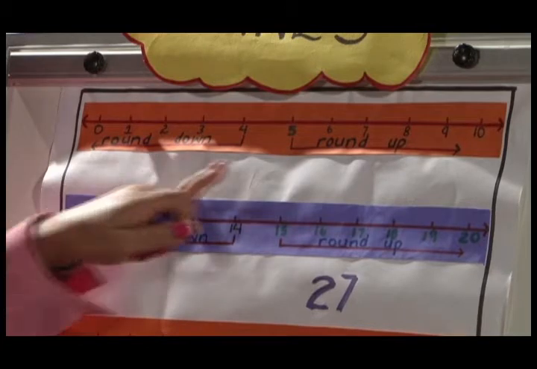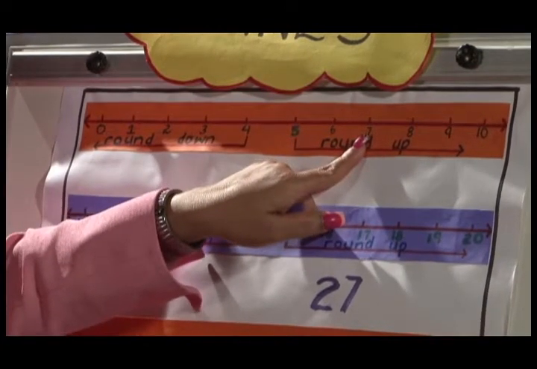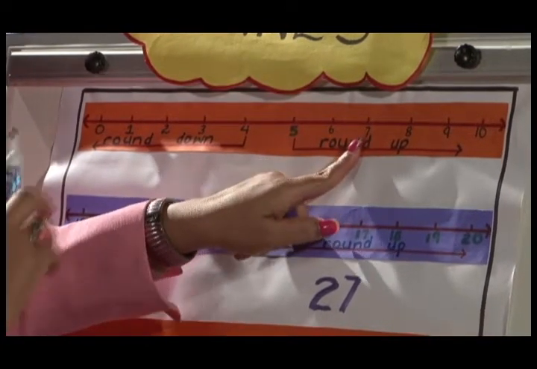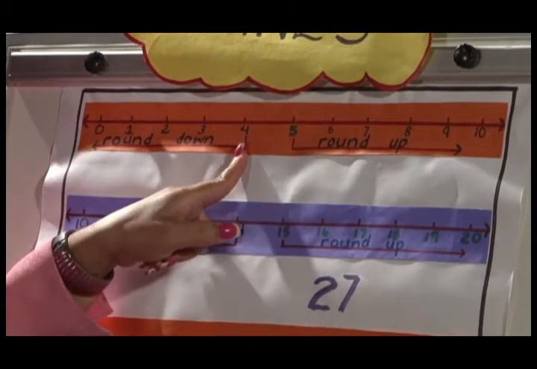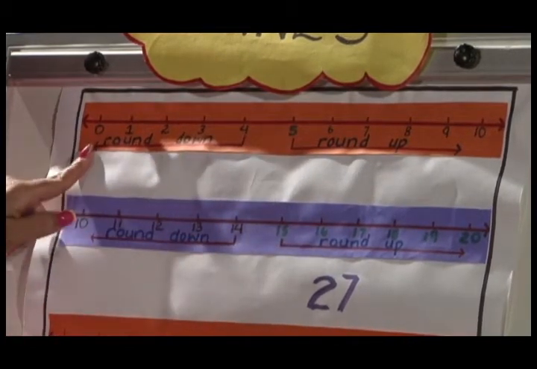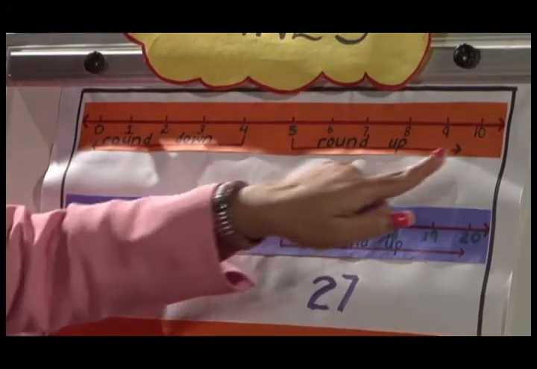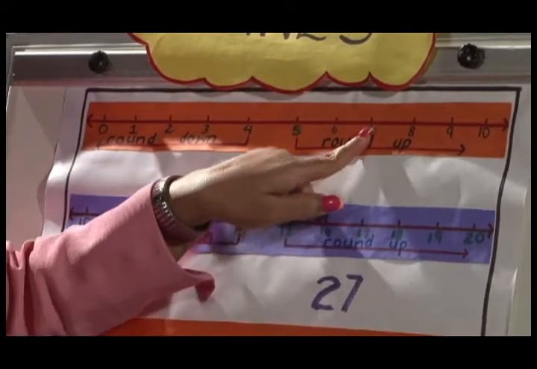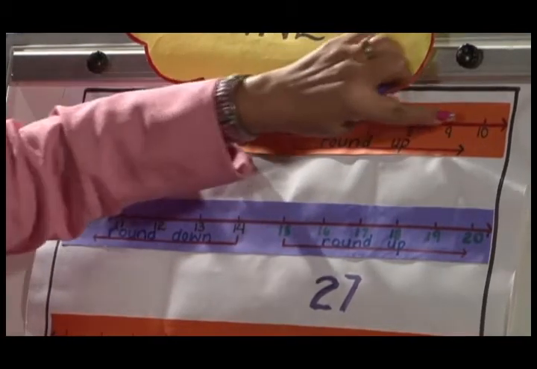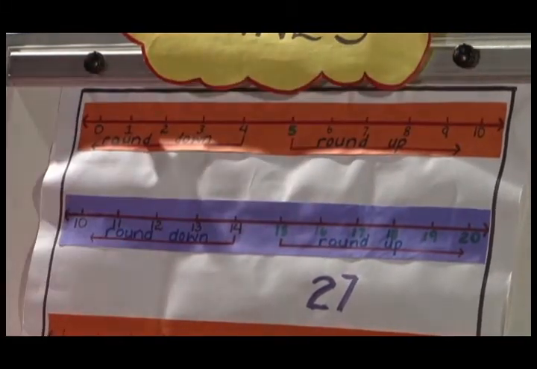So the number 7. Remember what the rule says? If it ends with 4 or less, then you round down to the lower 10. If it is 5 or more, then you go up. So 7 here, which is here, would be rounded to 10 when we are rounding 7 to the nearest 10.